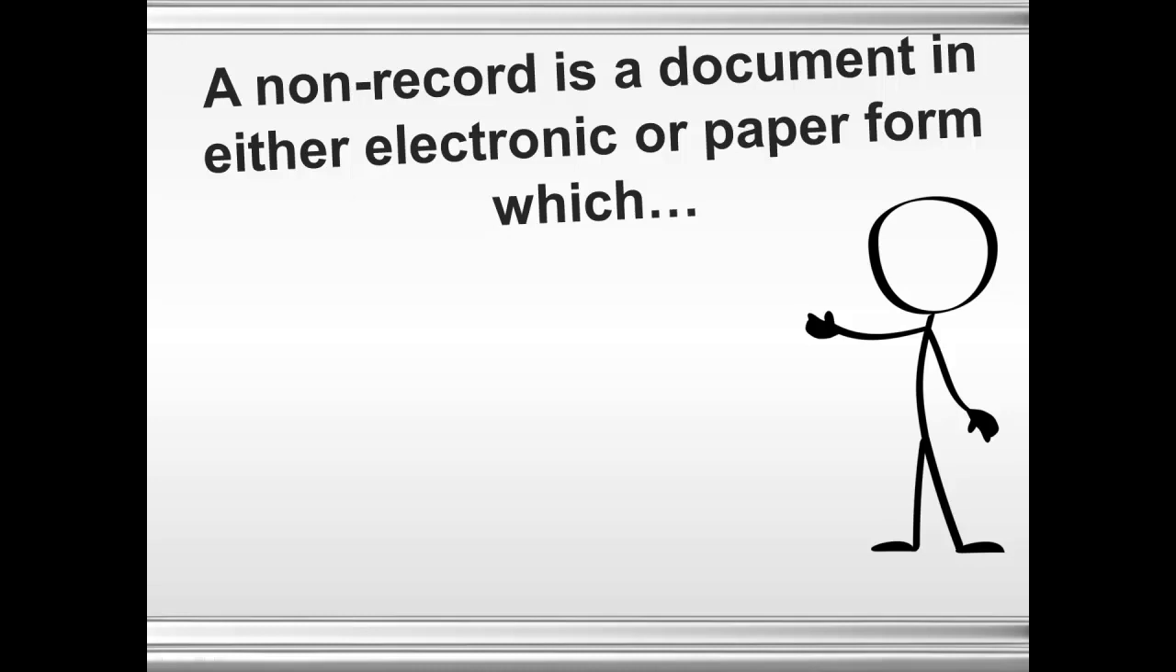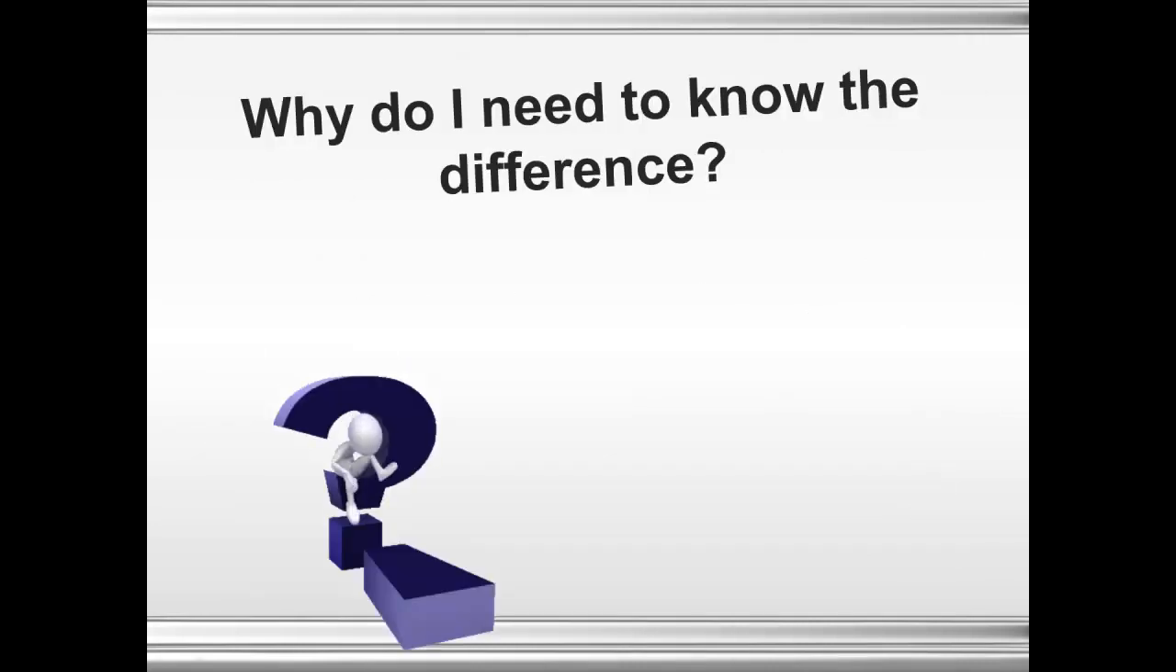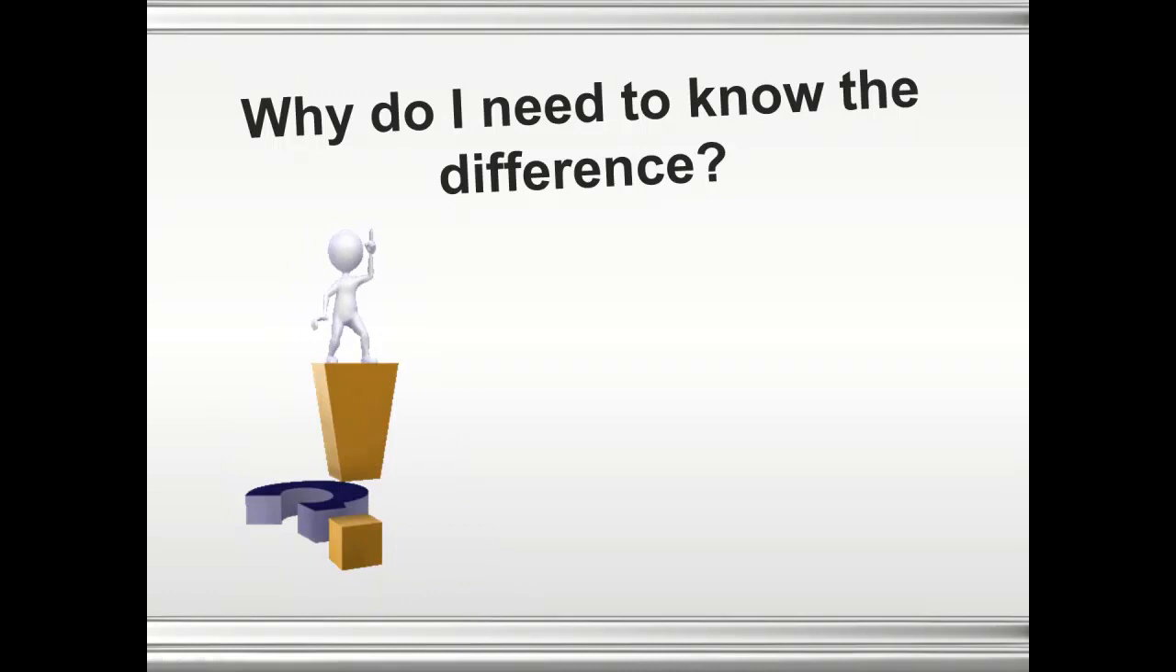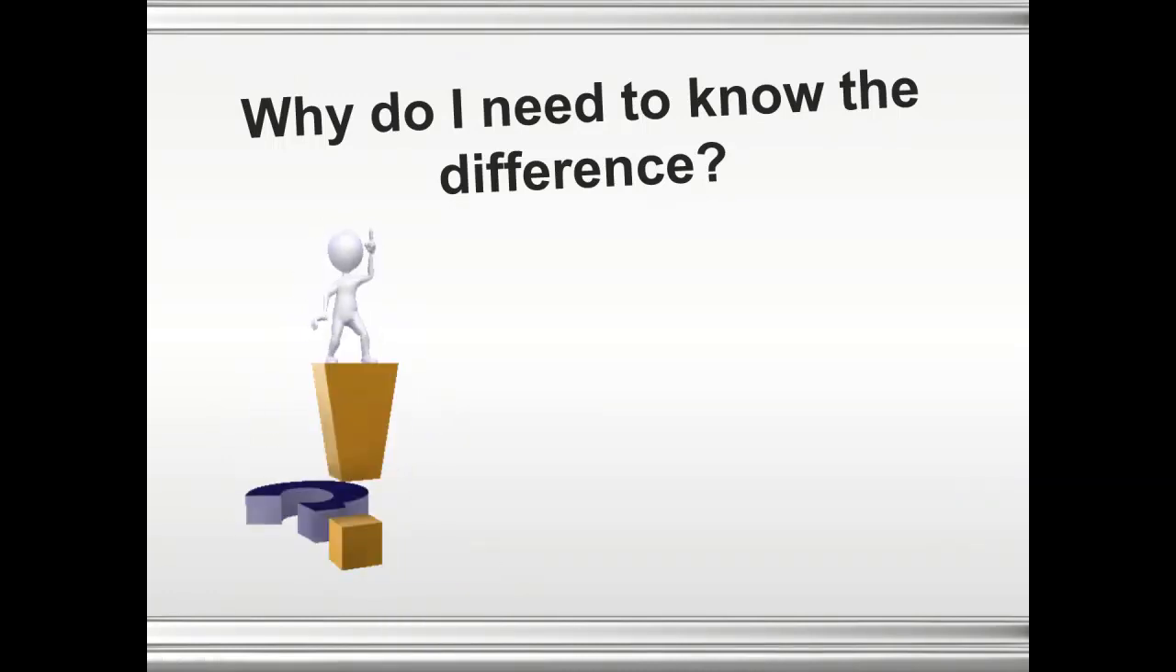So then what is a non-record? Non-records are published materials made or acquired for reference. Non-records can also be stocks of publications or blank forms. Why do we need to know the difference between records and non-records? It's important because you should use, store, retain, and destroy records differently than you do non-records.